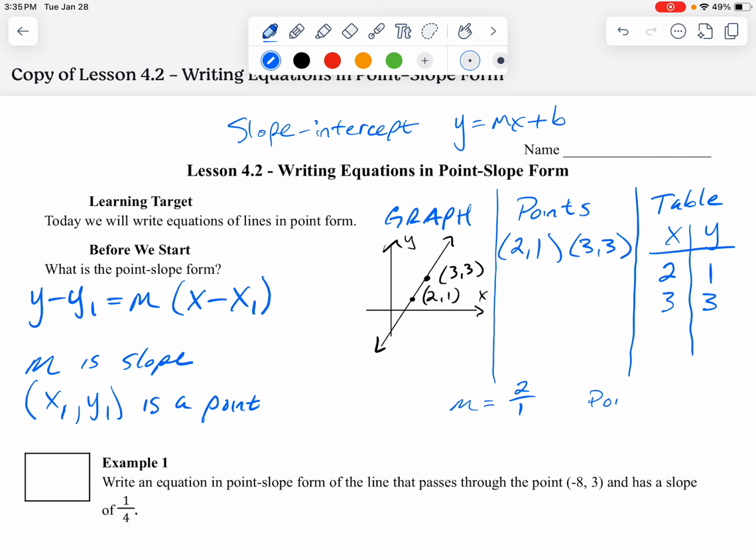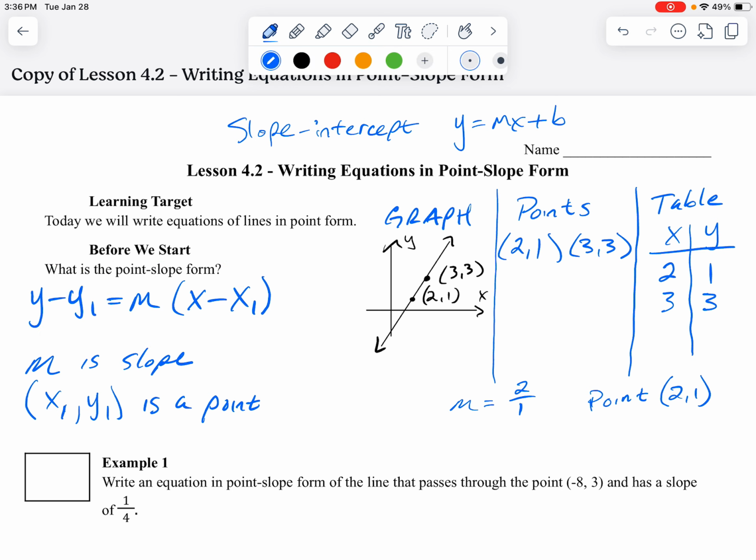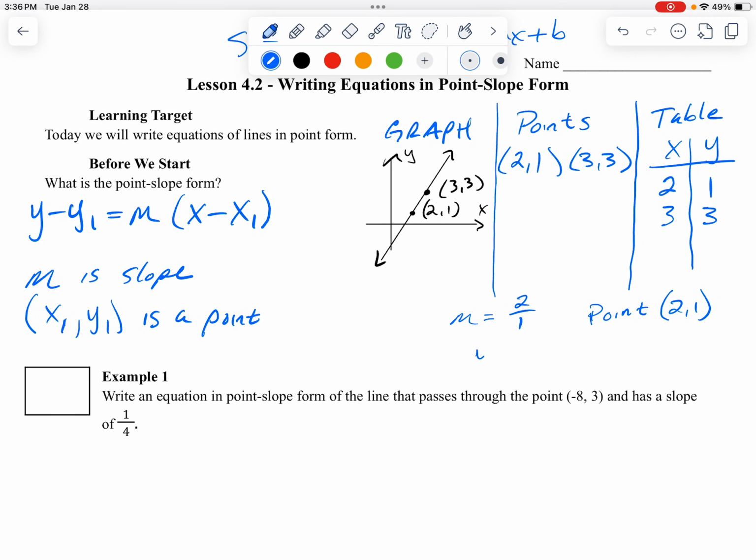So I'll just use the first one, (2, 1). So that's now my x1, y1. Here's my slope. And I'm just going to write this in this form, right? So I'm substituting in for x1, y1, and slope. So it would look like this: y minus my y value equals my slope times x minus my x value. And that's it. That is point slope form.